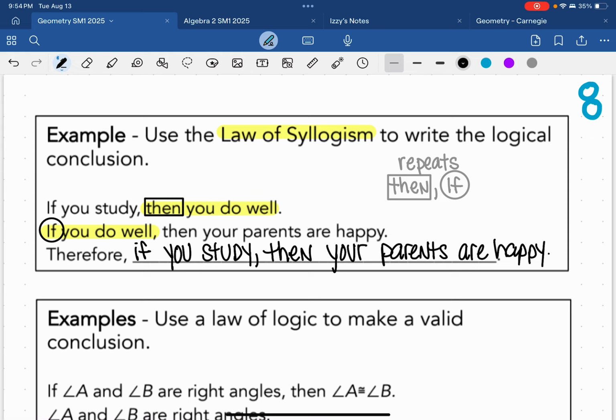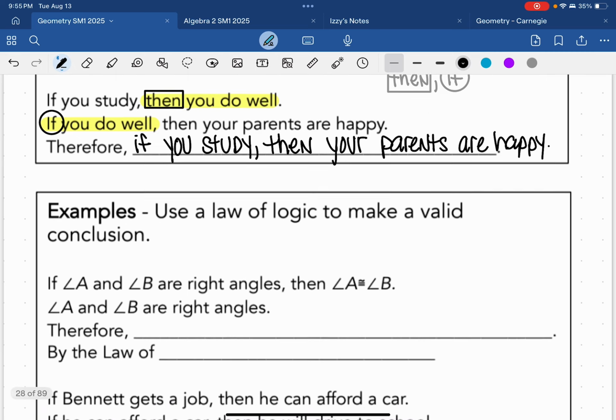Okay, law of syllogism. I'm looking for the repeats throughout this whole example. Always look for the repeats, and if it's "then" first in the first sentence and "if" in the second, that is the law of syllogism. What you do not highlight is the answer. All right, let's look at the next one.